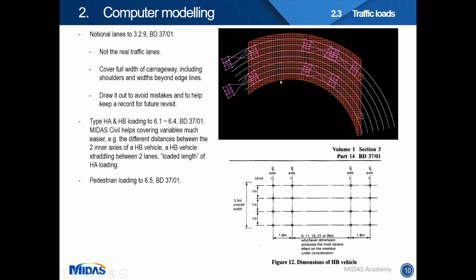The reason for it being so wide is for the road user to make their cornering safely. But it also means that we have to design for a sufficiently rigorous structure for it to be intact. So notional lanes here, you can see they are actually 3 lanes. They are not the real traffic lanes, but they have to cover the full width of the carriageway, including all shoulders and widths beyond the edge lines. So I just suggest that to draw it out and keep a record of it for future revisit.